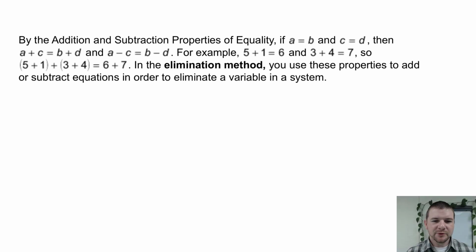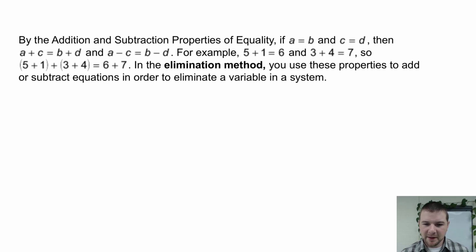By the addition and subtraction properties of equality, if A equals B and C equals D, then A plus C equals B plus D, and A minus C equals B minus D. For example, 5 plus 1 equals 6, and 3 plus 4 equals 7, so the quantity 5 plus 1 plus the quantity 3 plus 4 must equal 6 plus 7.